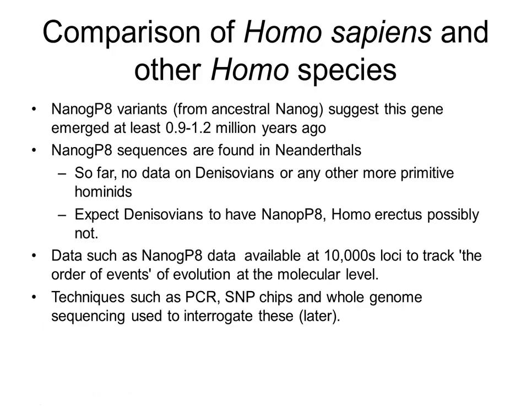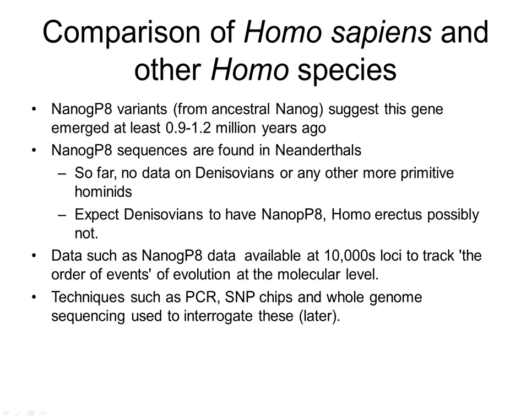And just skipping forward a few slides, this NANOG-P8 gene exists, and it's a copy of the ancestral NANOG gene. And we think this gene emerged about 1 million years ago, and NANOG-P8 sequences have been found in Neanderthals. So that suggests that prior to our split with Neanderthals, the NANOG-P8 gene was present in those previous populations. So with both humans and Neanderthals who've got the NANOG-P8 gene, but chimpanzees don't have it. So we know that that is an event that has happened since our split with the common ancestor of chimpanzees.